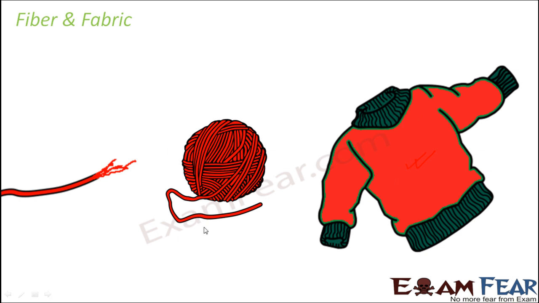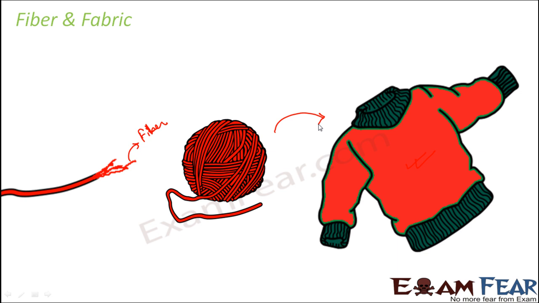And how do you get these wool balls? Each strand of wool is made up of even thinner strands of thread-like structures, and these are called fibers. So in this lesson we will see how such thinner fibers are organized together to form these threads, like these yarns, and how these yarns are further used to make a fabric.